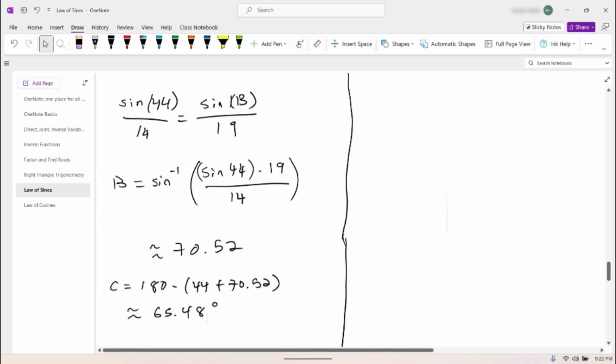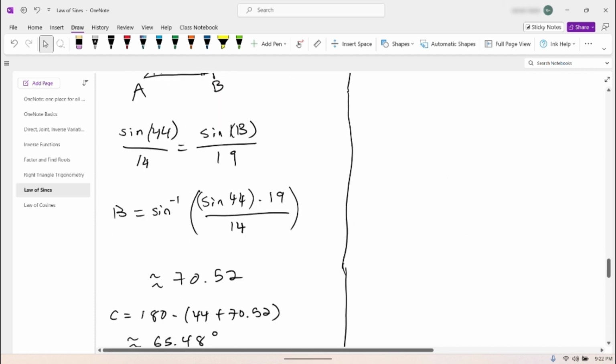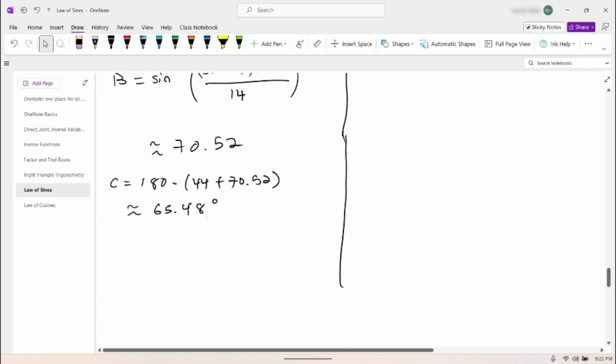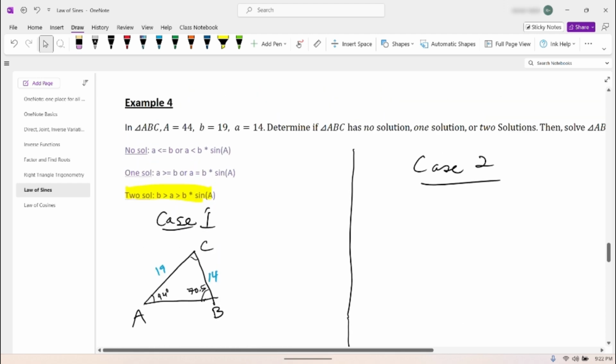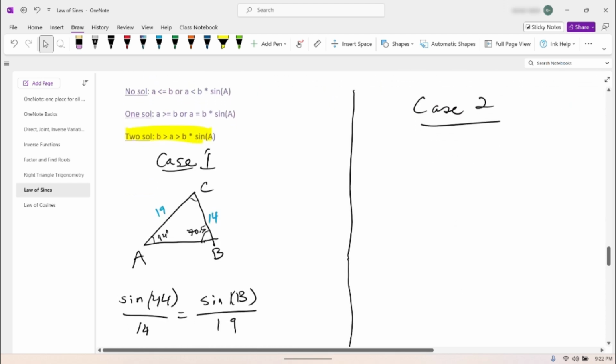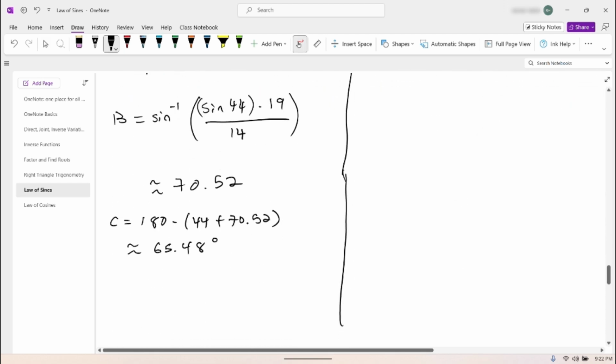And then all we need to do now is solve for side C, and then we will be done with our first case. So for side C, we will use the information given for angle A and side A. So sine 44 over 14 equals sine of 65.48 over C. We don't know what C is, that's what we're solving for.